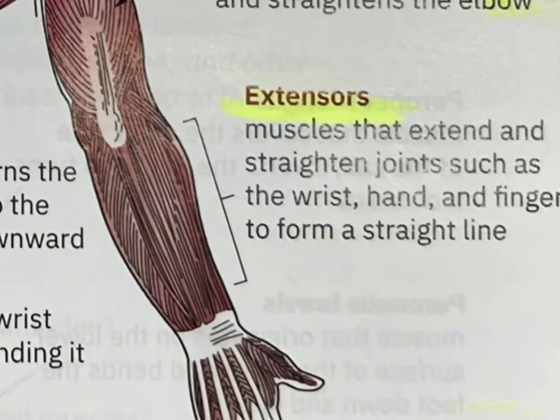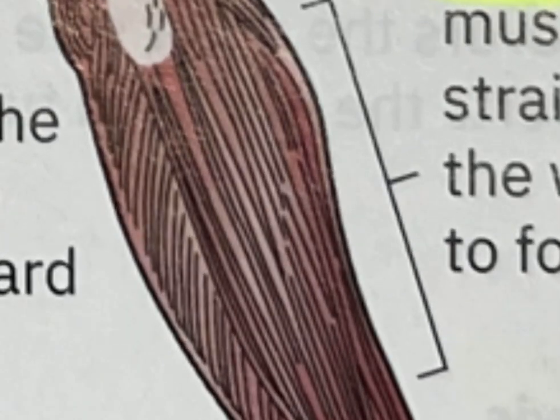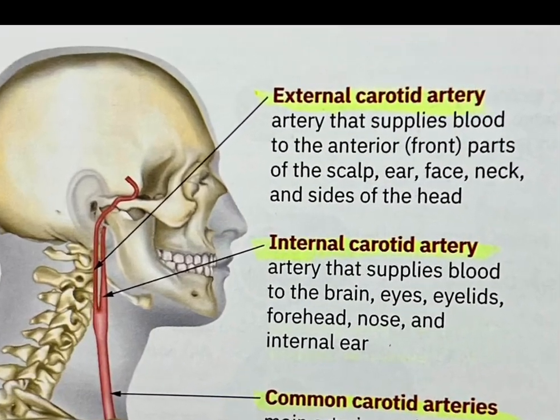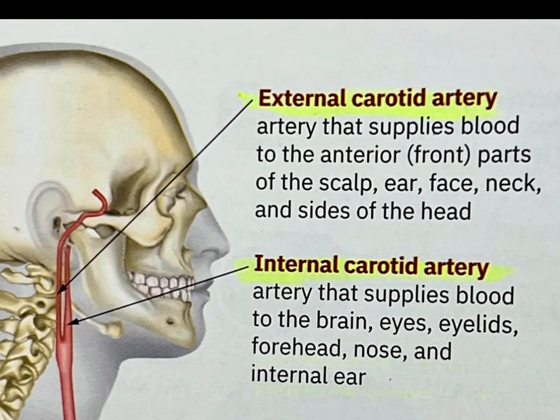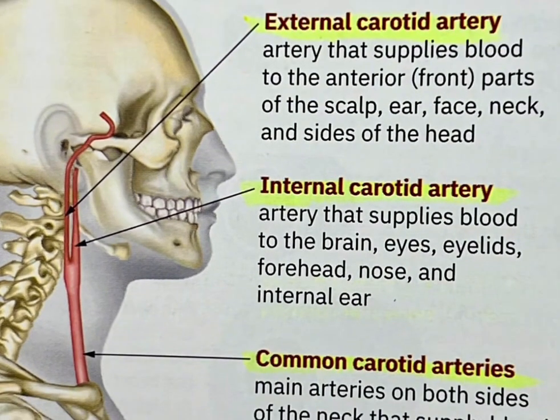Extensors, muscles that extend and straighten joints such as the wrist, hand, and fingers to form a straight line. External carotid artery supplies blood to the anterior parts of the scalp, ear, face, neck, and sides of the head.